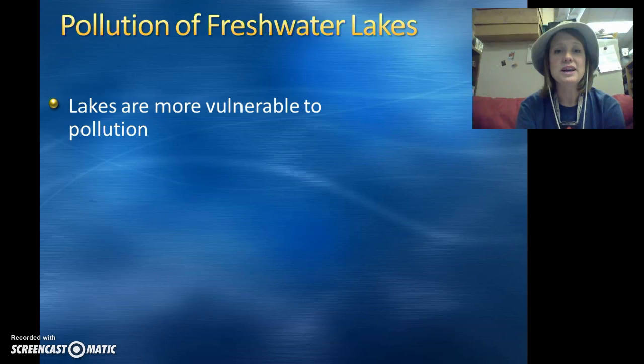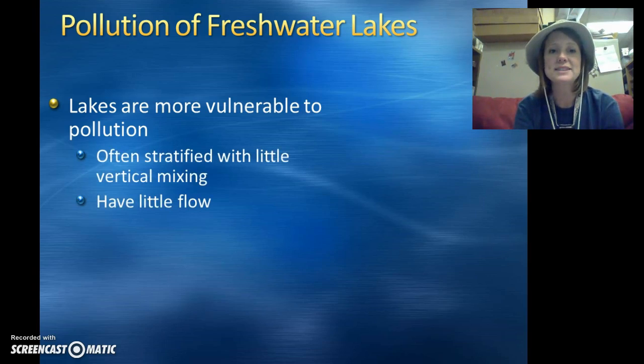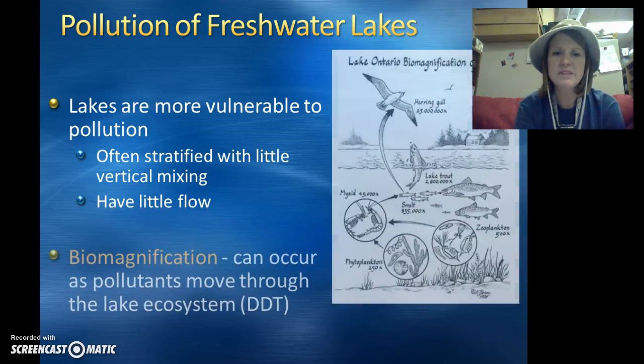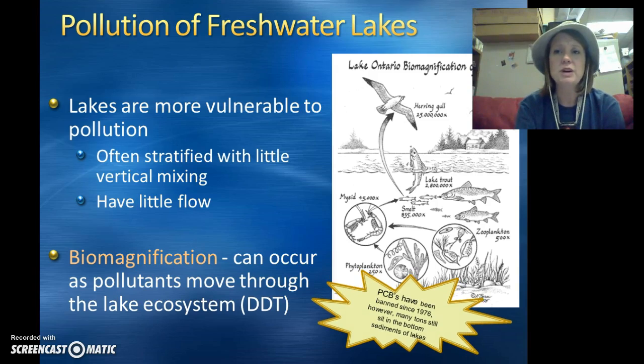All right, freshwater lakes are going to be more vulnerable to pollution. They're small, they're not running water, so the water is sitting there, so a lot of the waste cannot be processed. They're often stratified, which means they're layered. So we don't see much mixing, though some lakes have seasonal mixing. Very little flow. So one of the problems with our lakes is biomagnification.